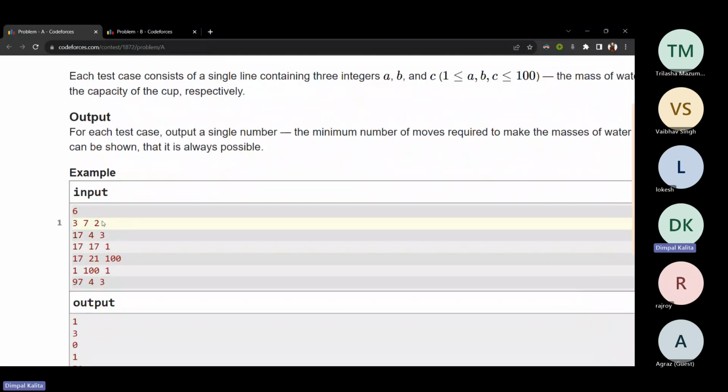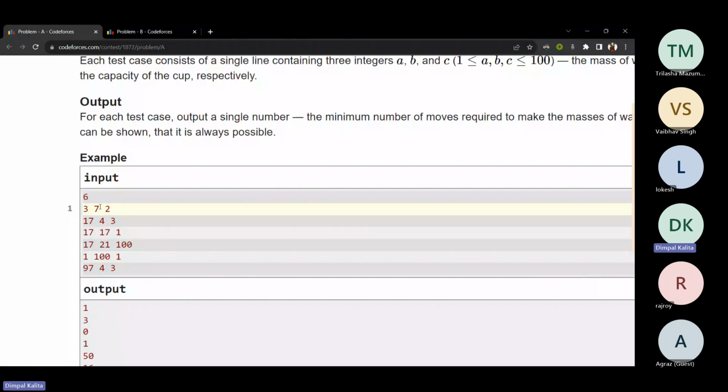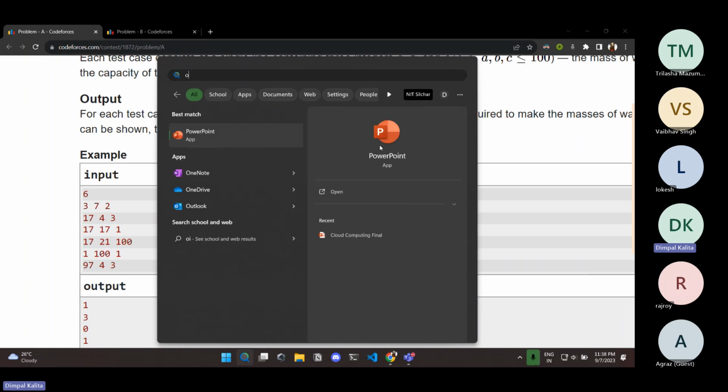In this test case, there are 3 grams of water in one vessel and 7 grams of water in another vessel, and the cup can carry at most 2 grams of water. What we can do is transfer 2 grams of water from here to here. Then this will become 5. Let's make one note.